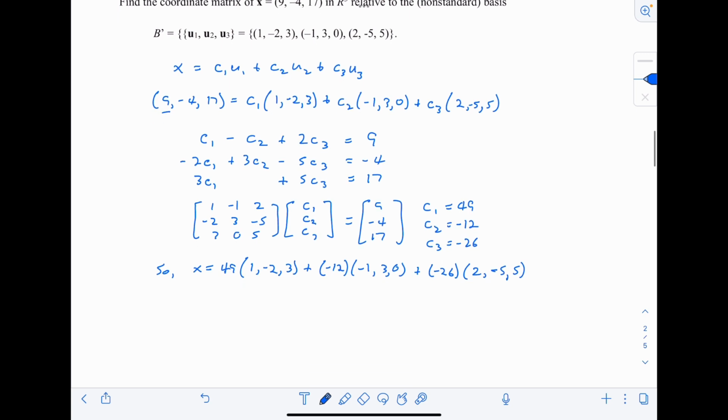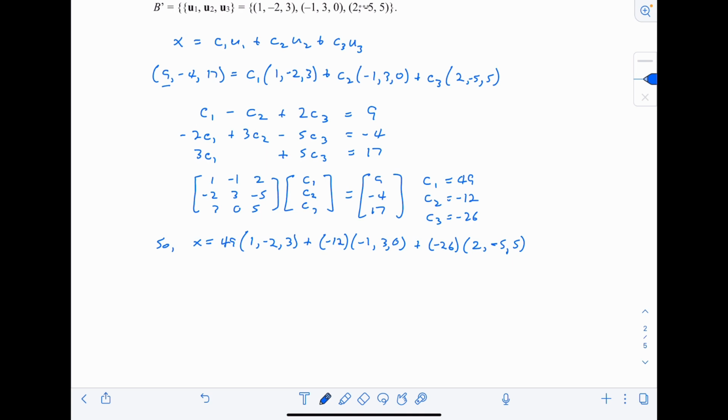So our coordinate matrix then, relative to B prime, is simply that one column matrix, 49, negative 12, negative 26. All right. Hopefully that part of the lesson makes sense.